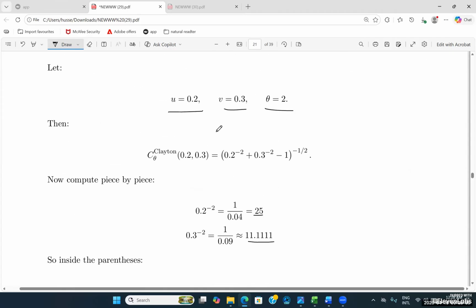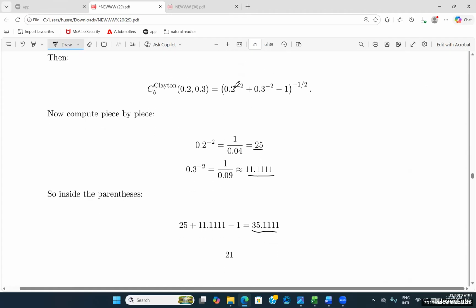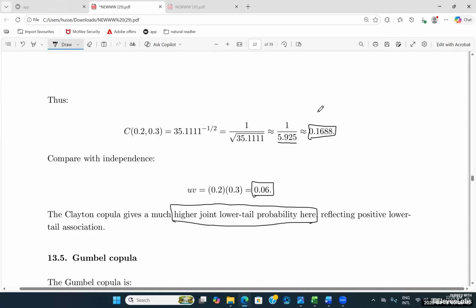For instance, if you have a set of these specific numbers, you then plug them into the equation step by step. This is the point. And you end up with this specific value, 0.16. Is this result truly significant? You compare it, especially if you have independent samples. If you have independence, then you multiply the two numbers together. The result is 6%. It's quite clear the copula dependence is significantly higher.